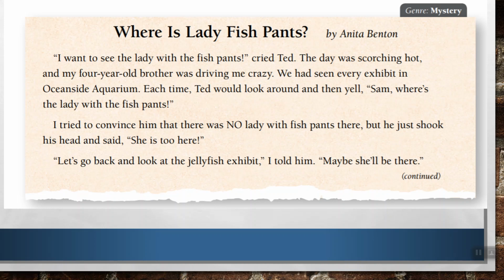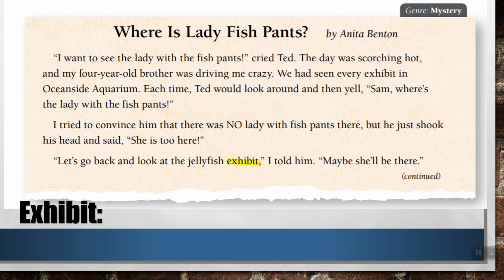Maybe she'll be there. Before we talk about the summary, we need to make sure we understand all the words. One of the words that might be a little tricky for us is this word, exhibit. Remember, when a reader comes across a tricky word, they need to stop, go back and reread the sentences around the word, and see if there are any clues that help them understand what that word could mean. So this sentence says, let's go back and look at the jellyfish exhibit, I told him. Maybe she'll be there.